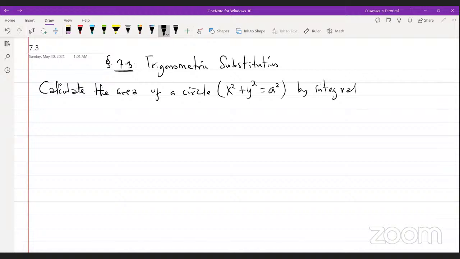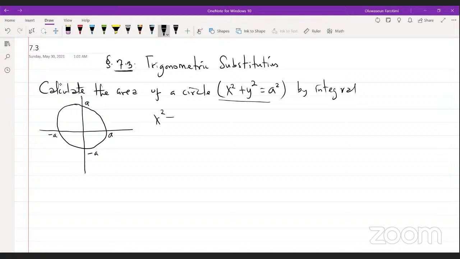So what do we know, guys? Let me sketch my circle. Just assume that this is a perfect circle, not irregular in any way. Suppose the radius is just going to be a, so this is going to be negative a, and this is going to be a. What do we know? x squared plus y squared equals a squared.